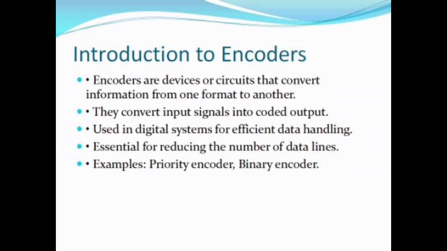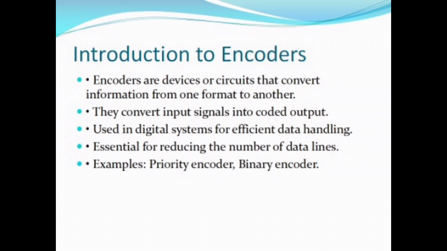Mainly, encoders reduce the number of data lines, because they only give the output where the input is active at a time. That is, they reduce the number of data lines. There are many examples of encoders like priority encoder, binary encoder, octal encoder, and so on.